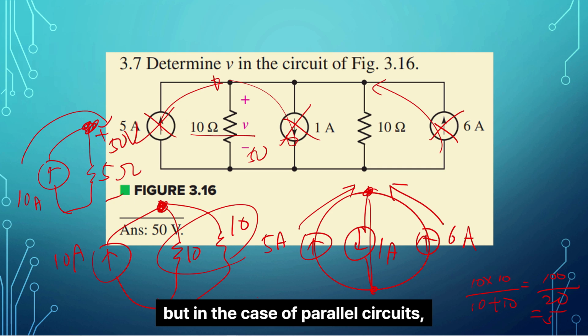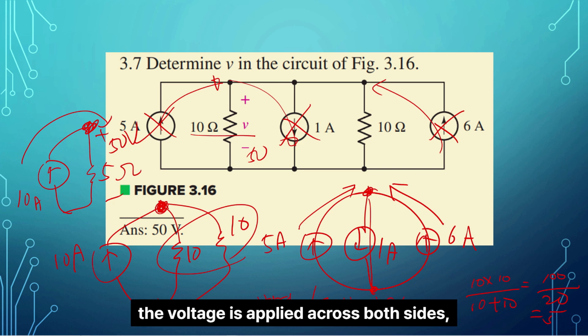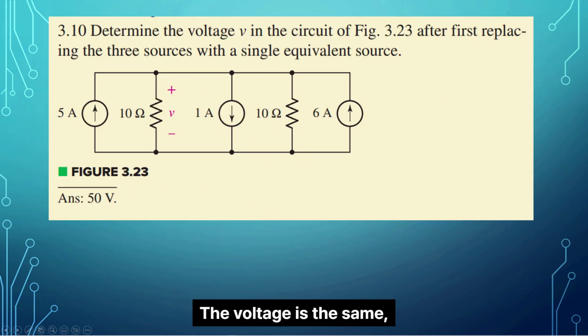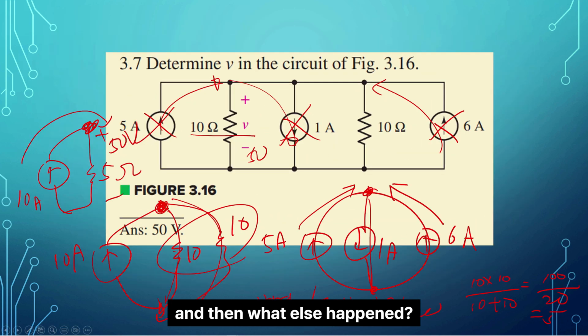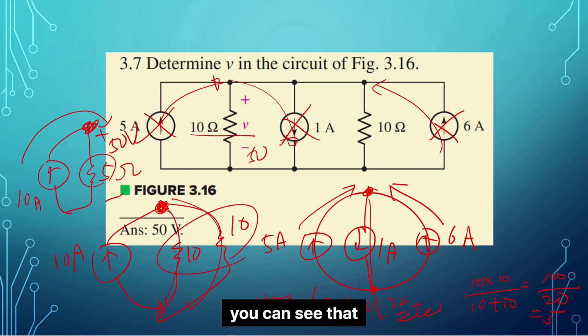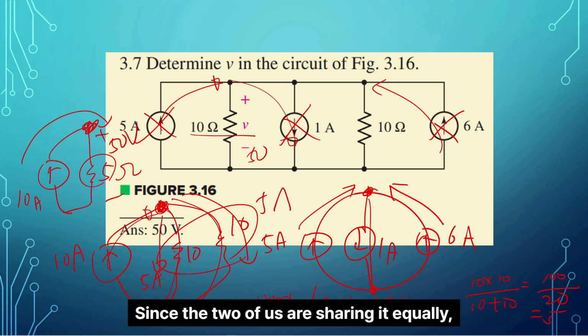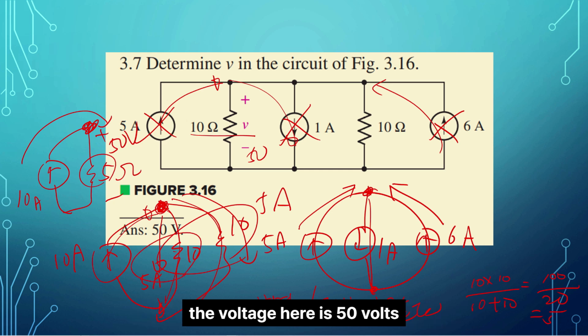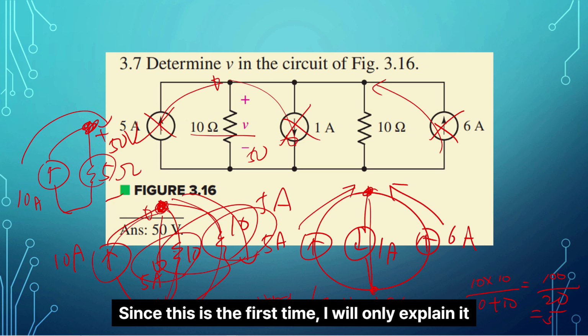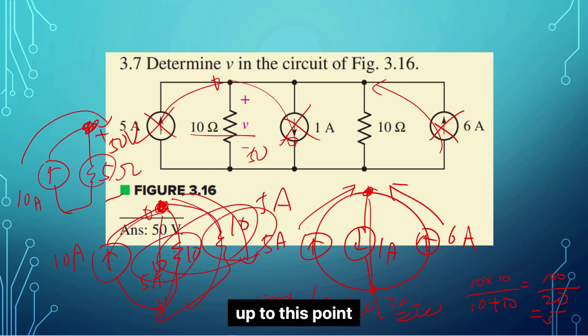But in the case of parallel circuits, the voltage is applied across both sides. Like how we have 15 ohms connected here. Here, the voltage is the same, right? And then what else happened? The combined resistance also has the same voltage applied. Now, if you look at this you can see mathematically that 5A is flowing on this side, and the current is flowing on the other side as well. Since the two of us are sharing it equally, the voltage here is 50 volts, and the voltage here is 50 volts. Since this is the first time, I will only explain up to this point.